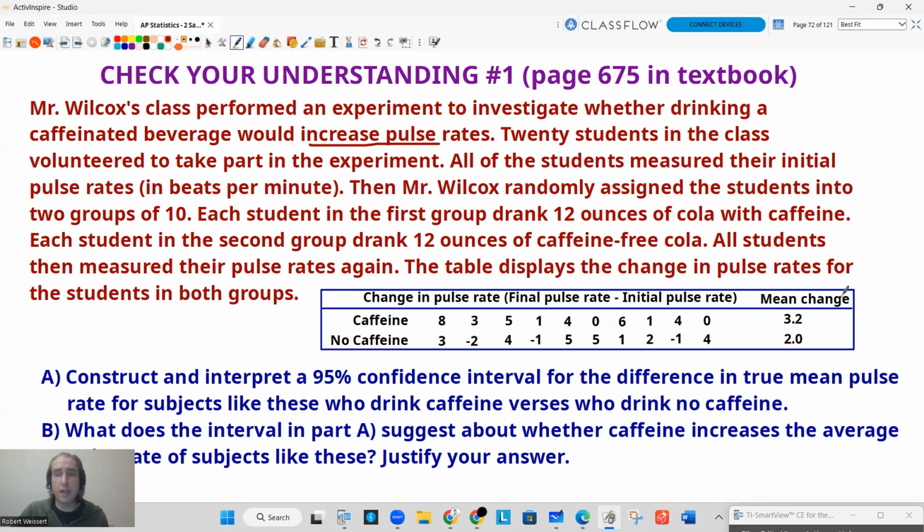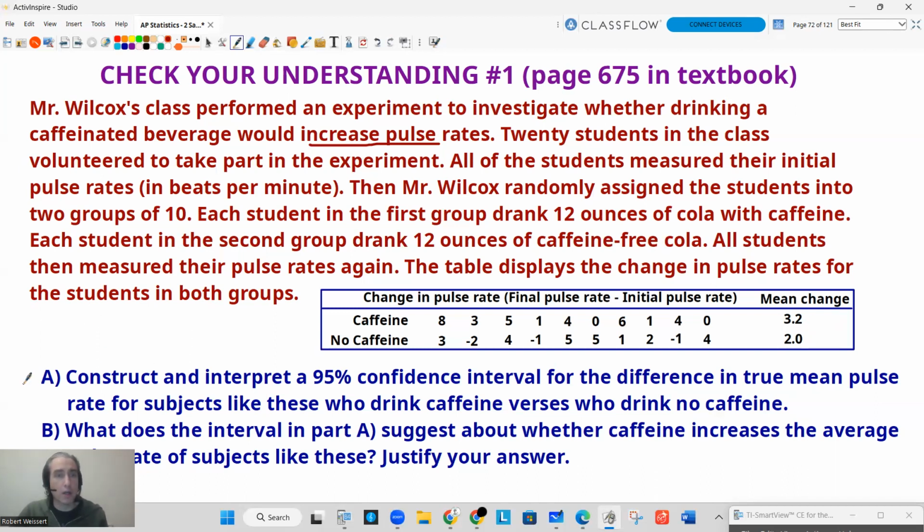So here is our data here. Notice they give us the raw data and they give us the mean change, but we can't really do much unless we have the standard deviation as well if we're going to be using it by hand. So at the end of the day, you still got to put that data into your calculator and get that information, the standard deviation, so that way you can construct your interval here.